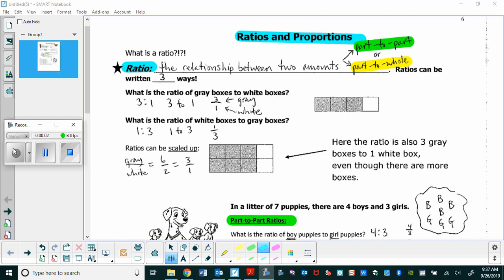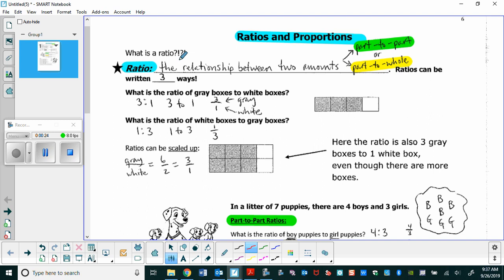All right, so now that we're moving on in our packets, we're going to take a look at ratios and proportions, and we're on page 6. And if you want to go ahead and take some notes with me, to define a ratio, it is simply the relationship between two amounts of something. So we're going to talk about a lot of different quantities here. We're going to be talking and comparing parts to parts and parts to whole.